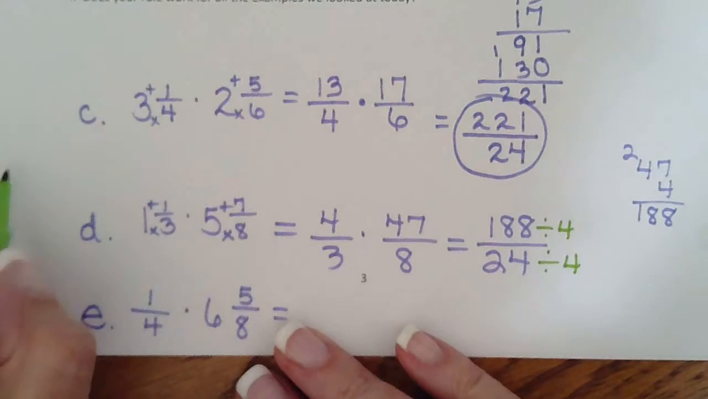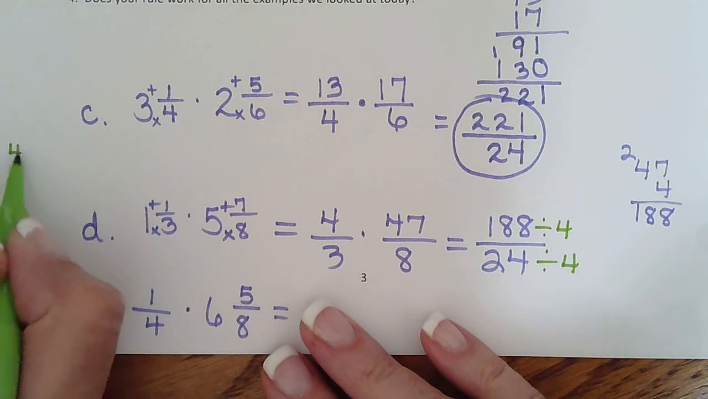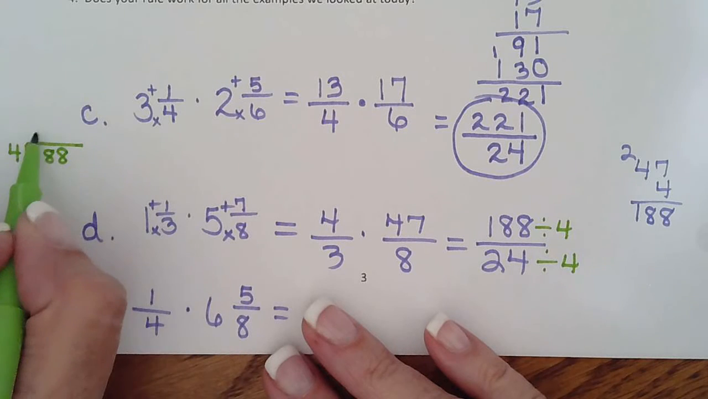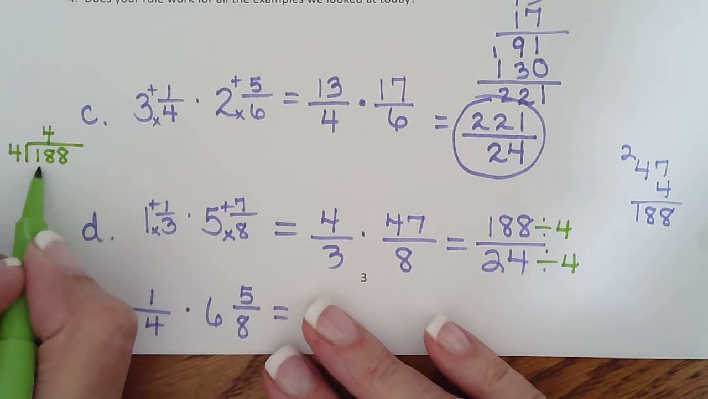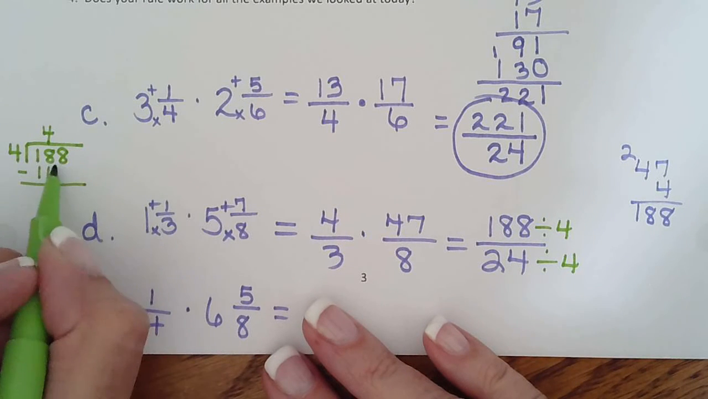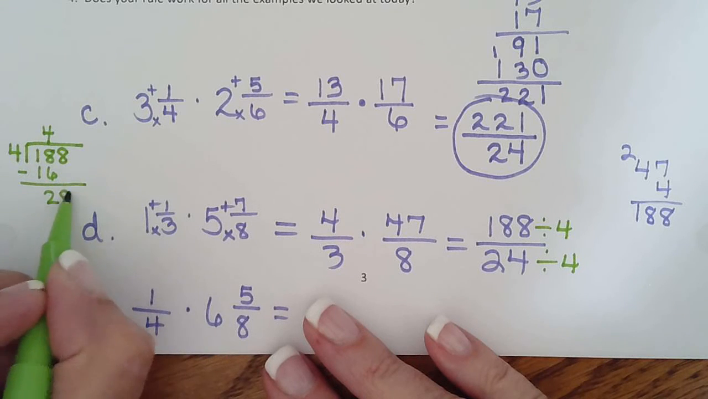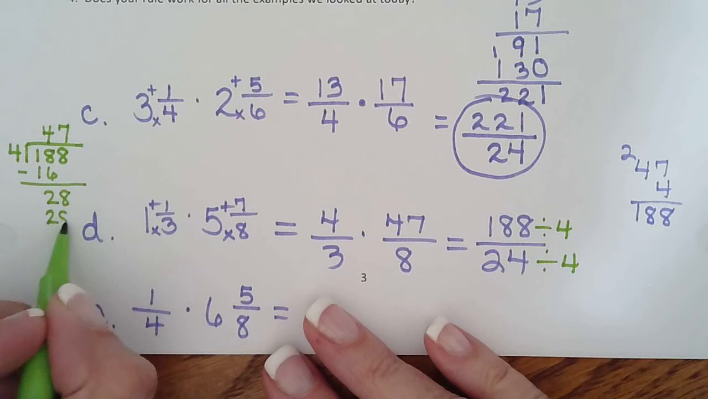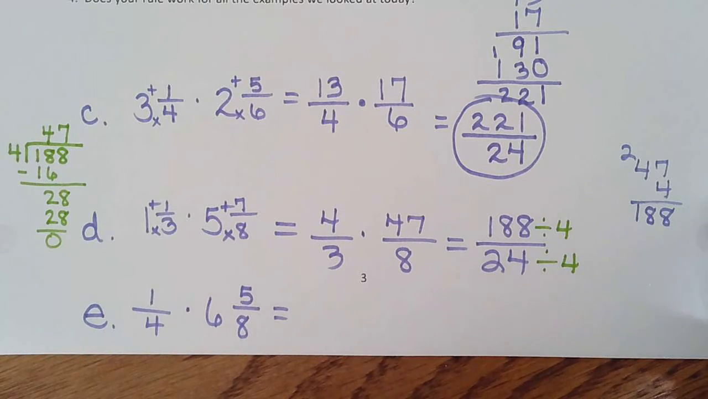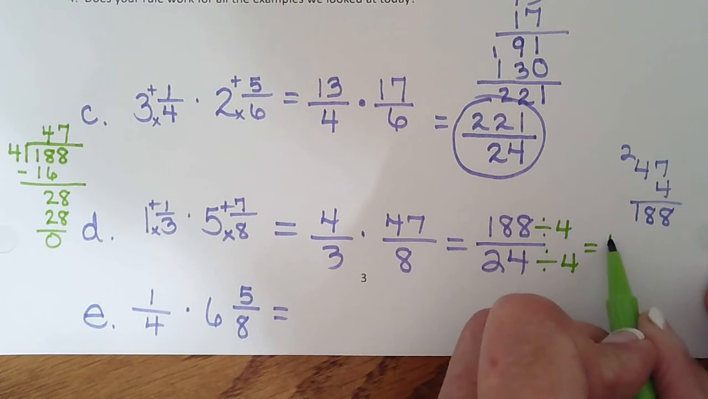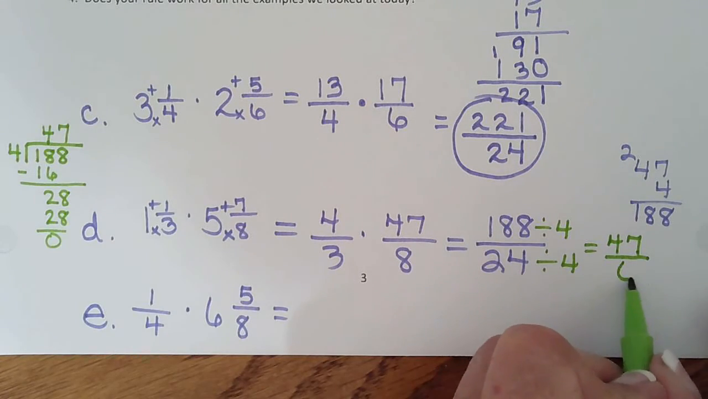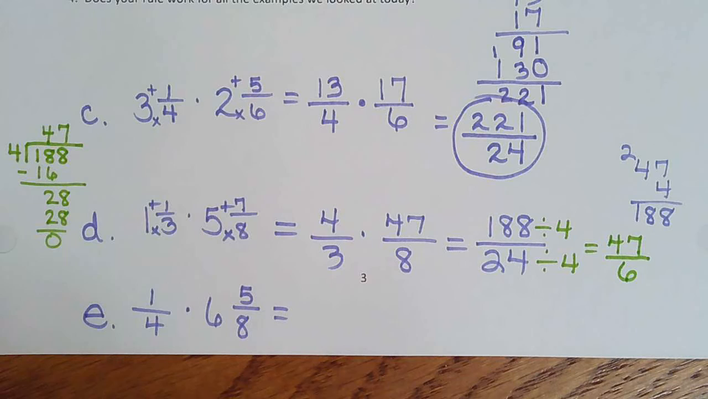So let's go over here and do that. So 4 into 188. So 4 times 4 is 16, so put it over the first 8. Subtract, and we get 28. 4 goes into 28 7 times. So that's going to be 47 over 24 divided by 4 is 6. So 47 over 6.